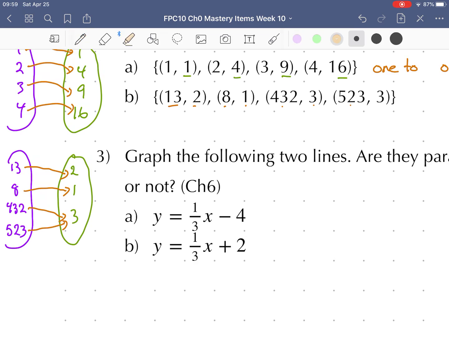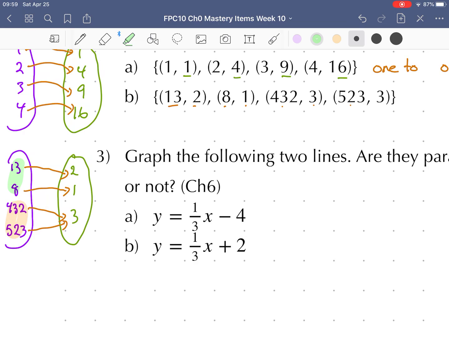Now, because of these two right here, we have many items in the domain going to one item in the range. This is a many to one relation. It doesn't matter that these guys aren't many to one. All that matters is that there's one set of numbers that is many to one.